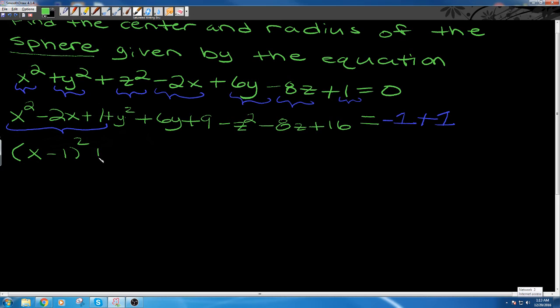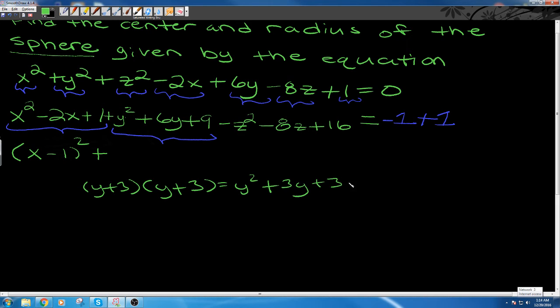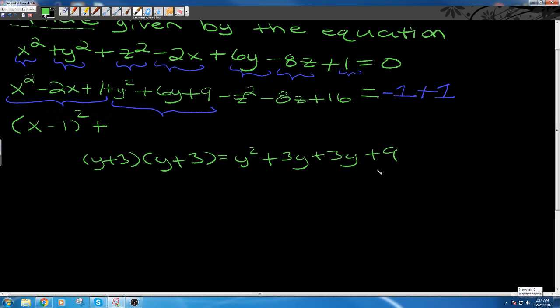Now, our next step is to do the same thing with these terms. Again, because we want it in this form. And we know that y plus 3 times y plus 3 is going to equal y squared plus 3y plus 3y plus 9, y squared plus 6y plus 9, which is boom. That's exactly what we got. That's what we want. So it's good.